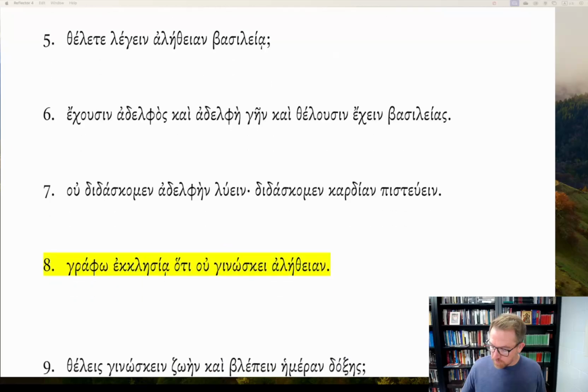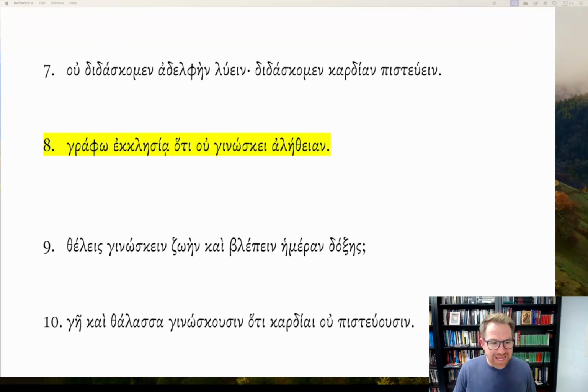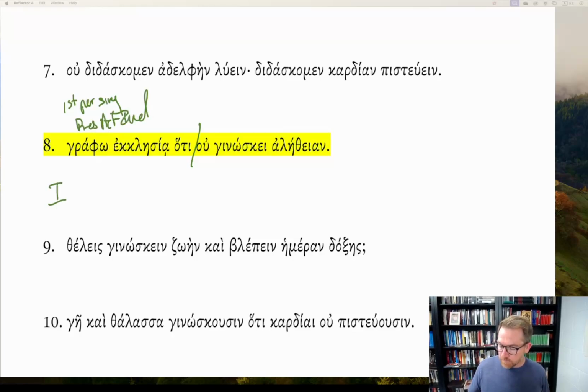Let's look at another example, sentence number 8, another hoti clause here. So we can go, okay, we have a hoti clause. We have two separate clauses. Grapho ekklesia hoti. Grapho. This is the first person, singular, present active indicative, which means I, and from the verb grapho, write.